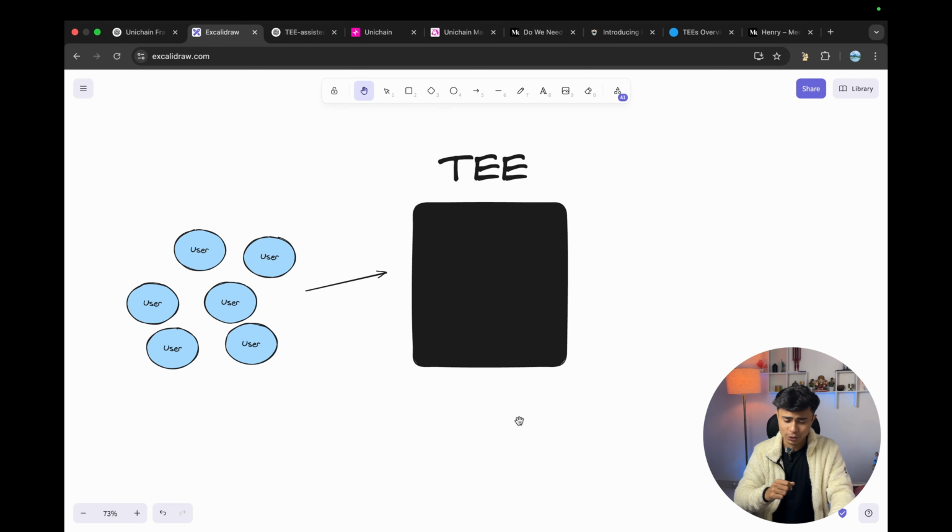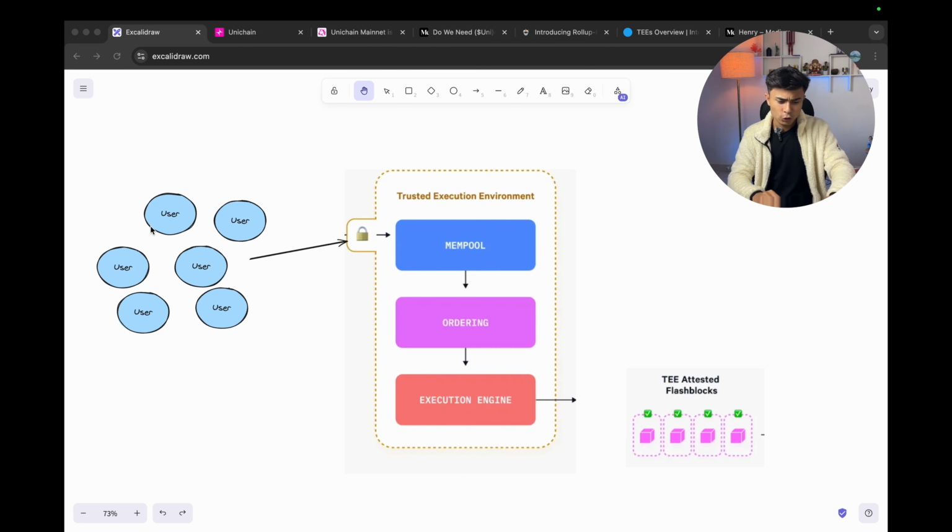You might be having this question. All of the users are sending their transactions to the TEE, which is the Trusted Execution Environment. What is happening inside this TEE, right? So let's take an example to better understand how things are working.